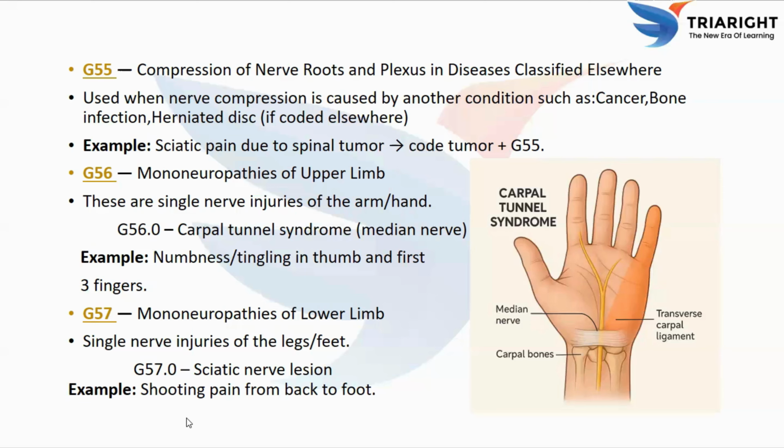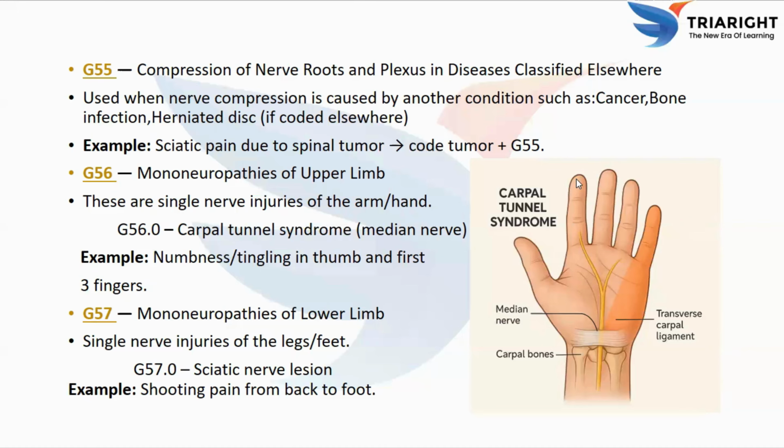So on the right side, you can see the picture of carpal tunnel syndrome, which is an example of G56, nothing but mononeuropathies of the upper limb, right? This picture shows the hand and wrist, focusing on a narrow passage called the carpal tunnel. So what is the carpal tunnel? It is a small space in your wrist, made up of the carpal bones at the bottom and the transverse carpal ligament at the top. This space is very tight, like a narrow tunnel.